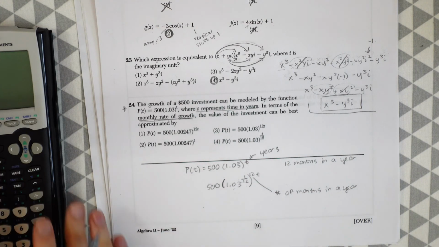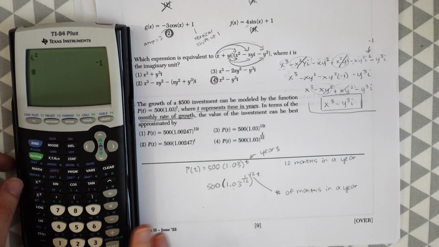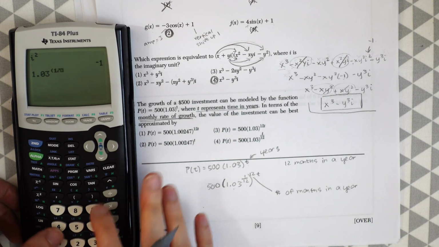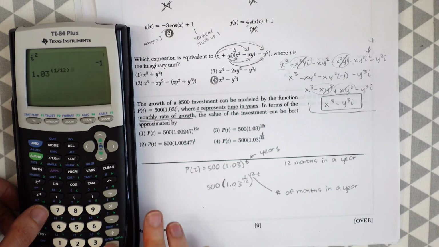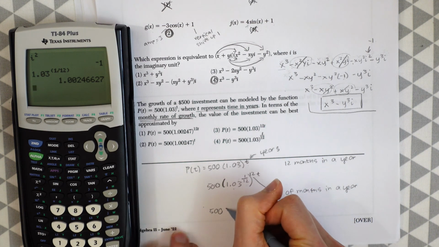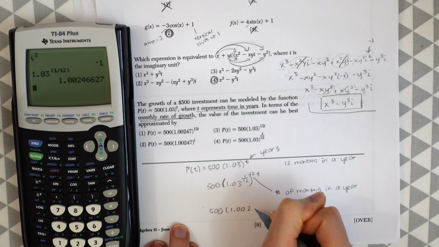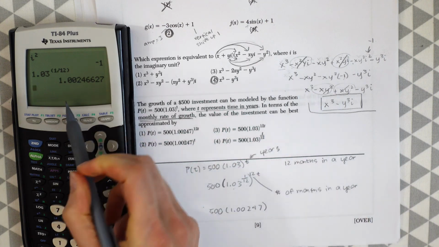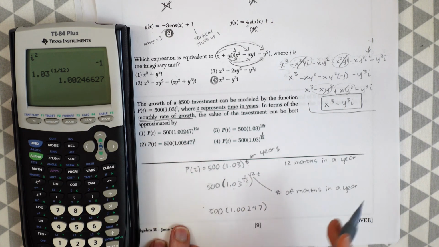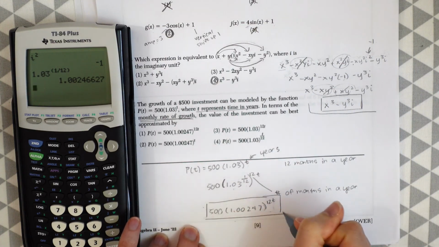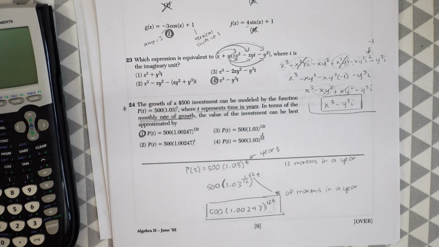So when we plug this into our calculator, let's just put 1.03 raised to 1 divided by 12. And you'll see that we get 500 times 1.00247. So just rounding, which they have right here. They have this number rounded already. Raised to the 12t. And that's our answer. So this is the end of part 1.